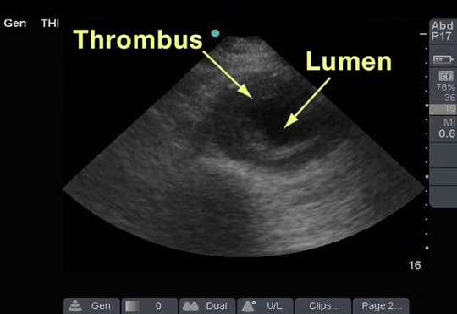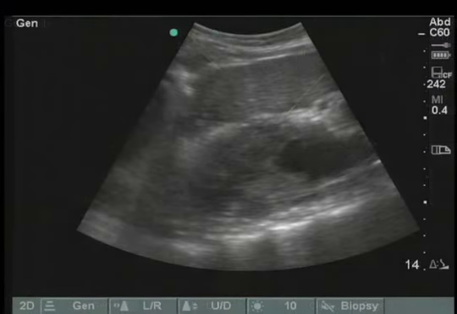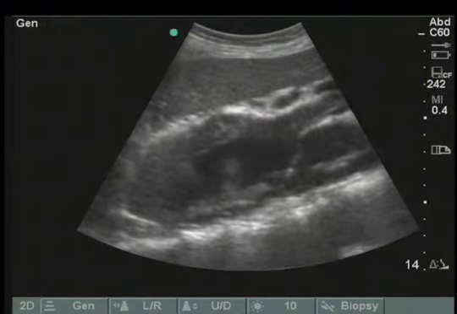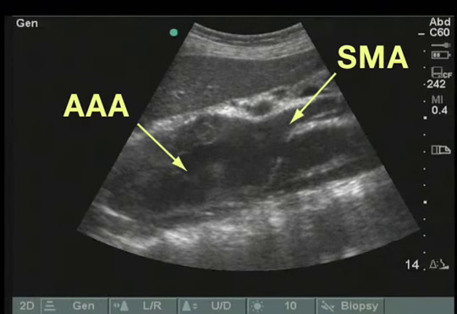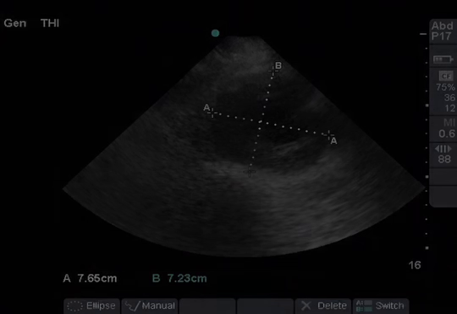Here we can see extensive thrombus adjacent to the wall of the aorta in both transverse and longitudinal views. Here is an example of a suprarenal AAA, which could be missed if the full length of the aorta was not visualized. Measuring from outside edge to outside edge is especially important, as the apparent lumen of the aorta may appear much smaller than the aneurysm itself due to the presence of mural thrombus.